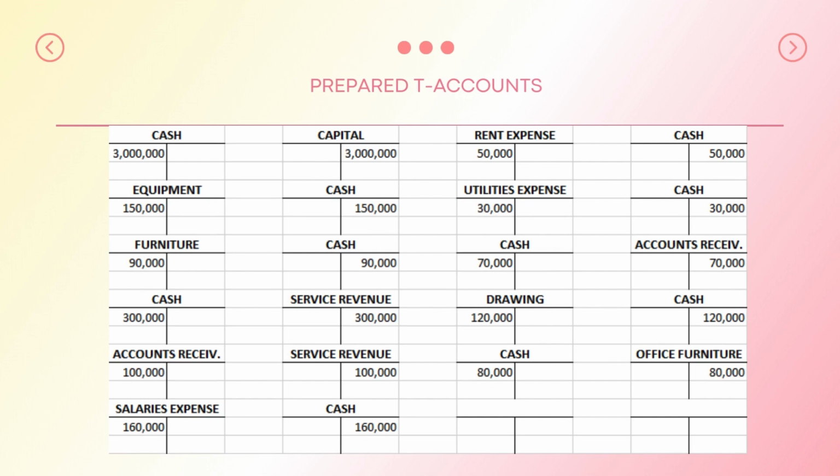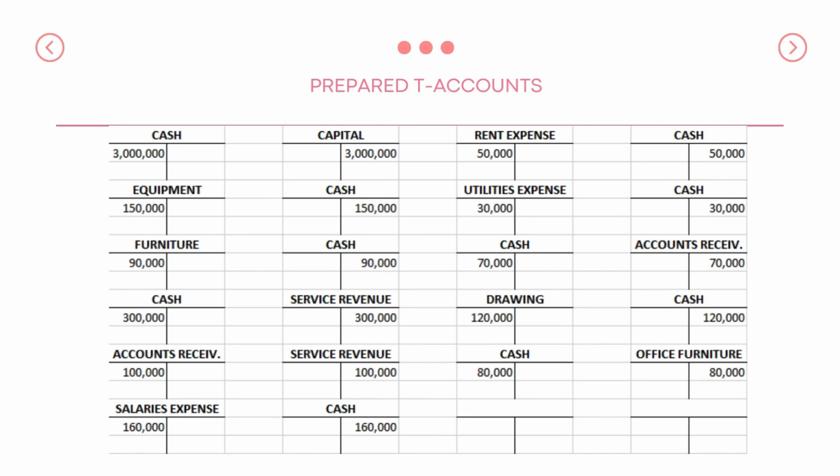For the T accounts, let us put $3 million on the debit side of cash and $3 million on the credit side of capital. She also purchased some computer equipment worth $150,000. The T accounts for this would be equipment $150,000 debit side and cash $150,000 credit side. For office furniture, that is worth $80,000. T accounts for this would be furniture $80,000 and cash credit side $80,000.